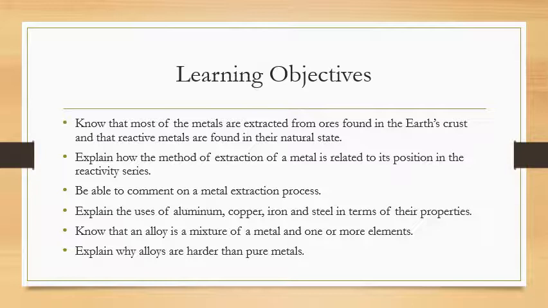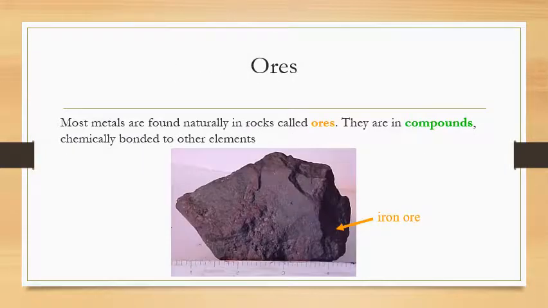Know that most of the world's metals are extracted from ores. Explain how they are extracted. Be able to comment on these extraction processes. So we'll actually go into depth with a couple of examples. Explain the uses of aluminium, copper, iron and steel in terms of their properties. Know that an alloy is a mixture of a metal and one or more elements, and explain why alloys are harder than pure metals.